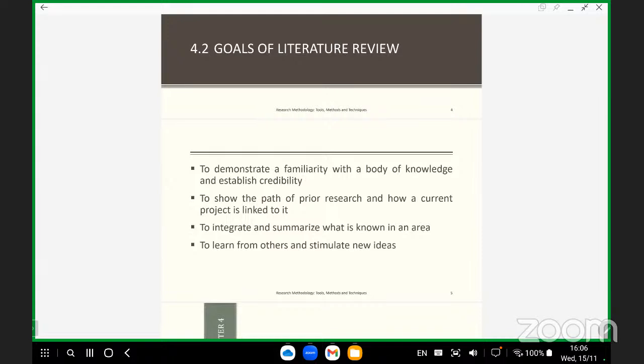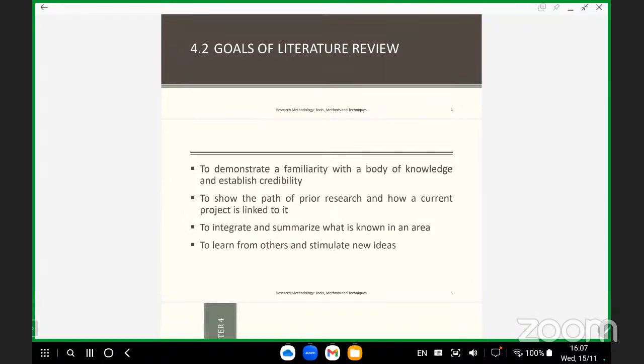However, what would be the compilation in major in this particular chapter adalah the previous literature that also support the body of knowledge that you want to focus into. Okay? Jadi you also have, when it comes to literature review, you also have to summarize and integrate what is already known in an area.